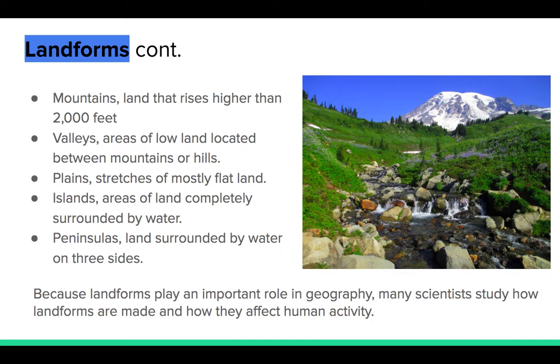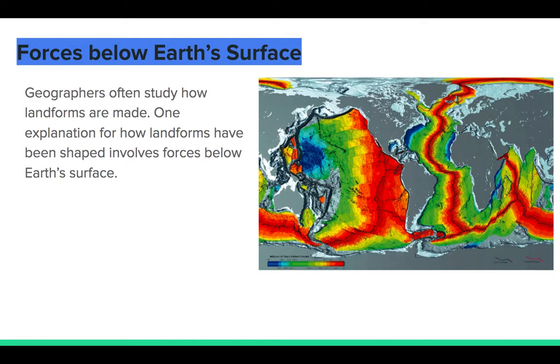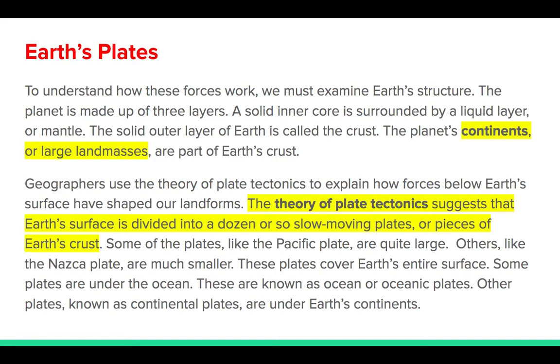Because landforms play an important role in geography, many scientists study how landforms are made and how they affect human activity. Forces below Earth's surface. Geographers often study how landforms are made. One explanation for how landforms have been shaped involves forces below Earth's surface. Earth's plates. To understand how these forces work, we must examine Earth's structure.